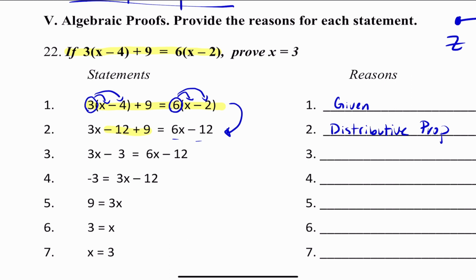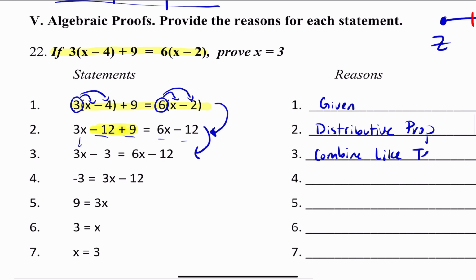Now, if I look at these, I'm not really looking at the next step, but I can see that I may need to combine like terms. So going from here to here, let's see. Well, 3x stays the same, and then the negative 12 plus 9, that's negative 3. So it does look like I'm going to use combining like terms as a reason for that particular step. So combine like terms. And yes, if it's not on your pink sheet, make sure that it is, because that can be used as a reason.